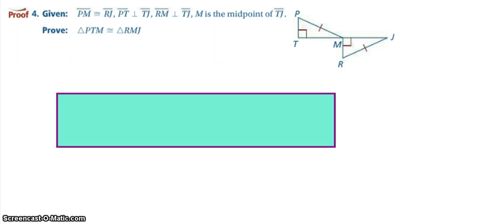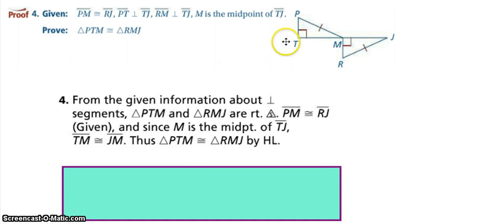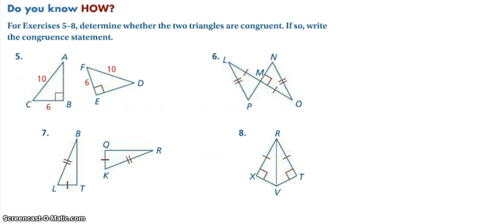Go ahead and think through how we would solve number 4. Very similarly to number 3, we know that M is the midpoint of TJ, which makes those legs congruent to each other. I've already got congruent hypotenuses. Since I see right triangles, they must be congruent. All right, go ahead, pause the video and try 5, 6, 7, and 8. Don't come back until you have all of them solved or until you get totally stumped.